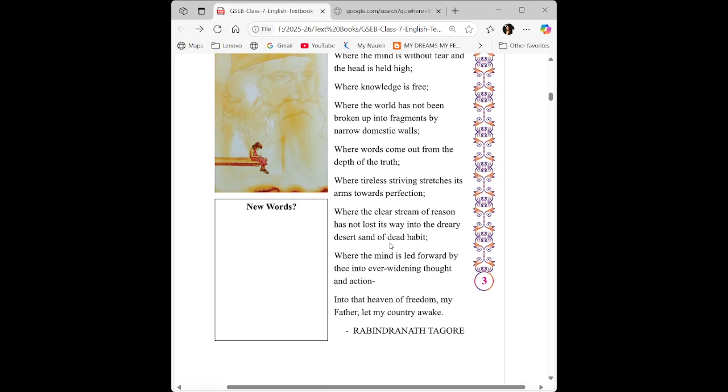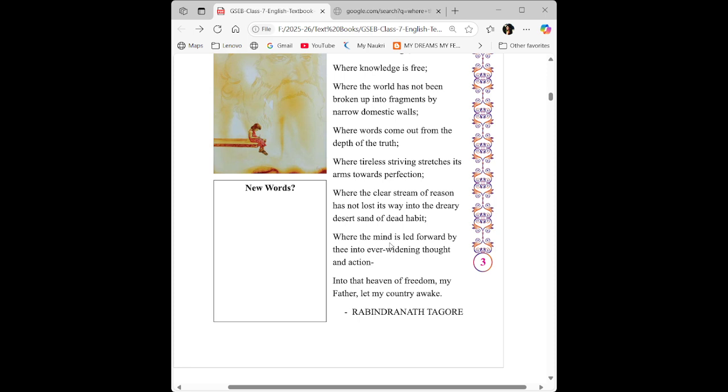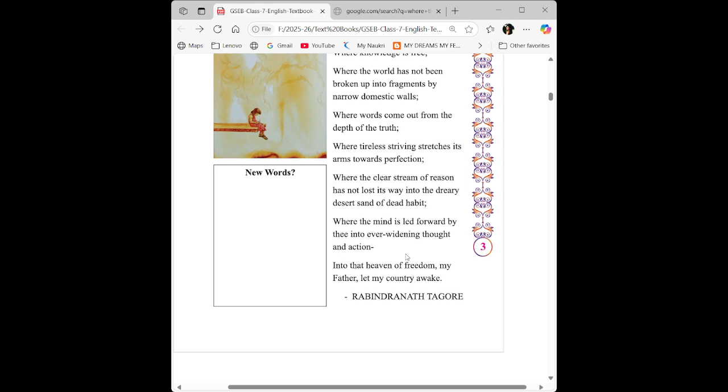Then, where the clear stream of reason has not lost its way into the dreary desert sand of dead habit. Means the need for reason. People are not superstitious. They don't keep blind faith, but they reason everything. Whatever they do, they reason everything and then they take the action. This is what Tagore wants. And then he also expresses a desire for a nation that is constantly striving for improvement and perfection. So basically, the poem is a powerful vision of an ideal nation where the human spirit is liberated and allowed to flourish. So he wants to see an India like this.